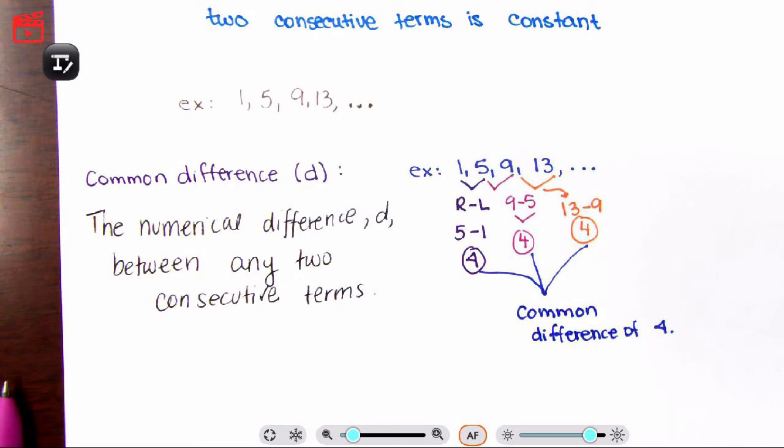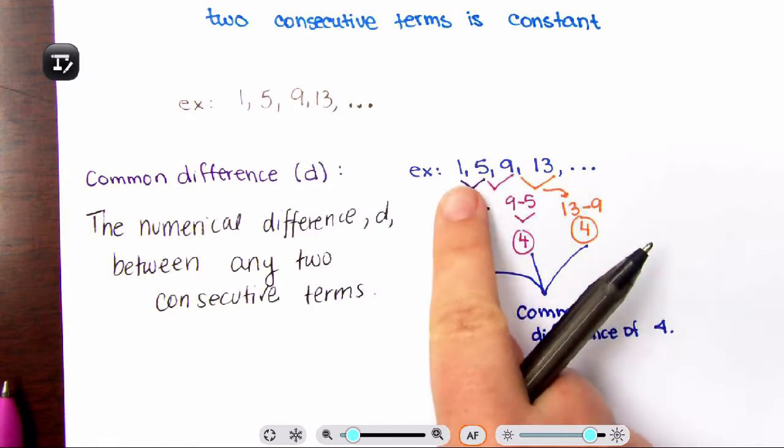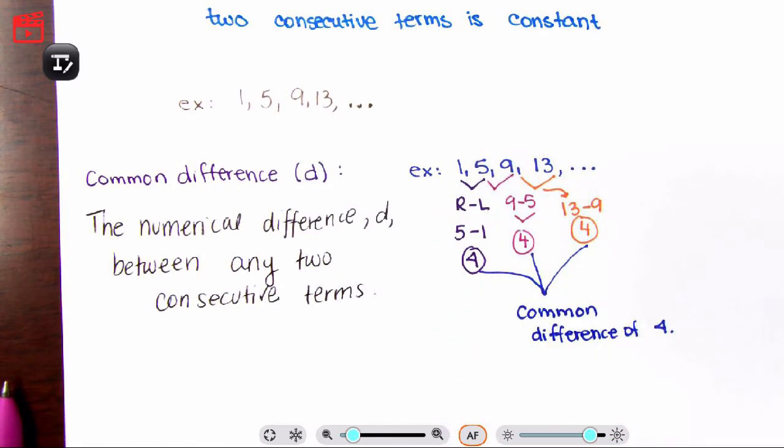For example, A, B, C, D are consecutive letters. 1, 2, 3, 4, 5 are consecutive numbers. Since we are listing these numbers, 1, 5, 9, 13 are all consecutive numbers. They go one right after the other.